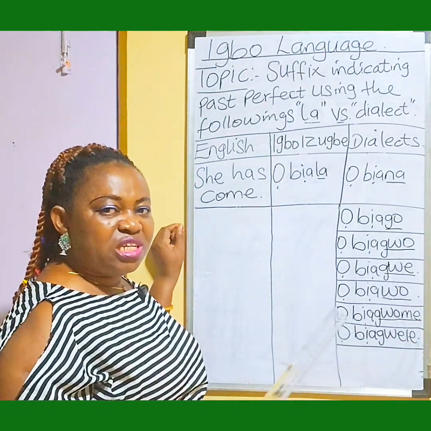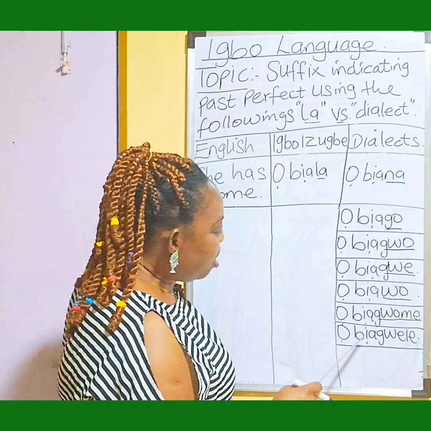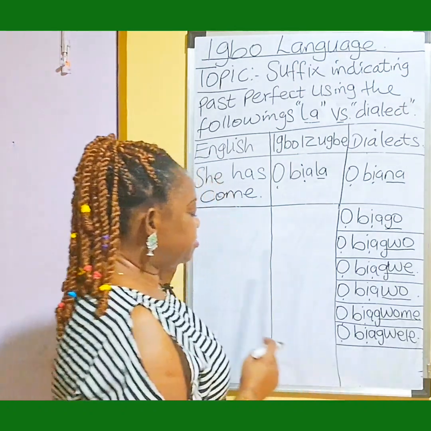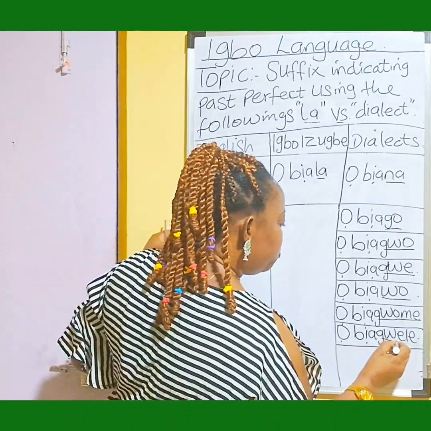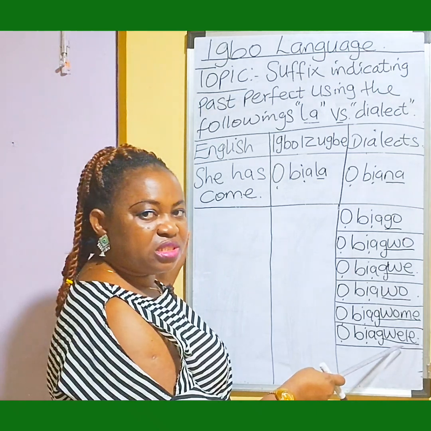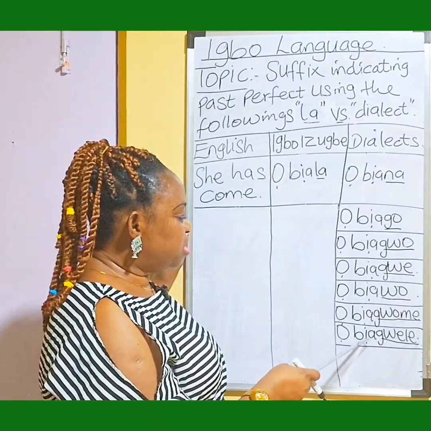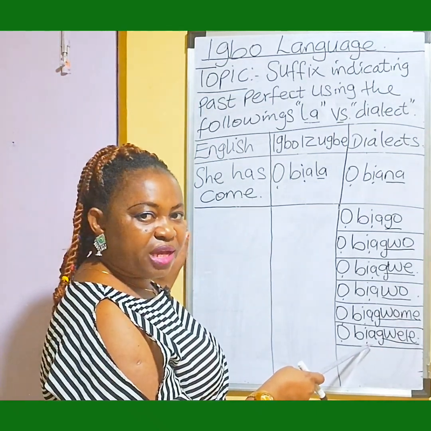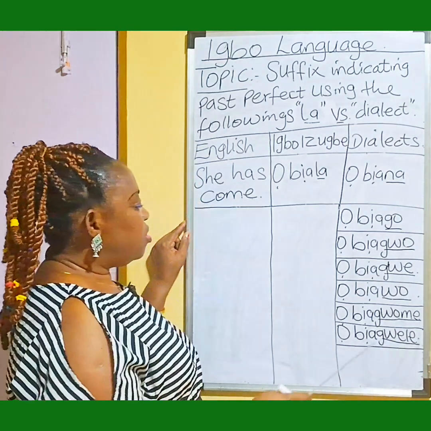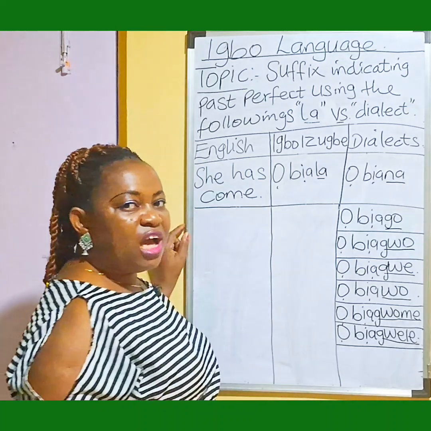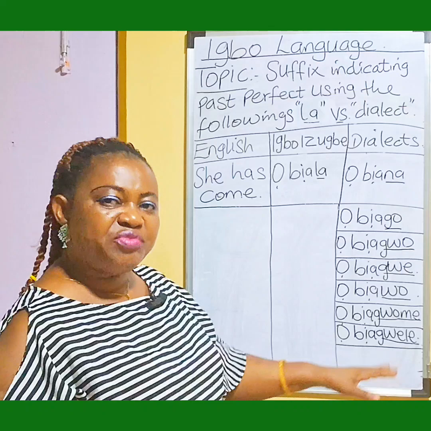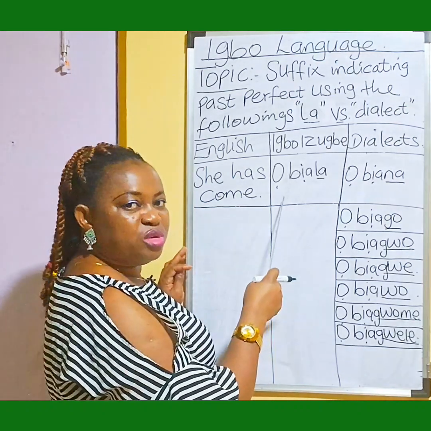The last but not the least, Obiagwele. Have you seen it? Obiagwele. Wele. This is the suffix in this community. They fix it to this bia, the verb bia. This is the suffix. Obiagwele. Why this one is Obiala? Have you seen the different dialects we have in Igbo land versus izugbe?